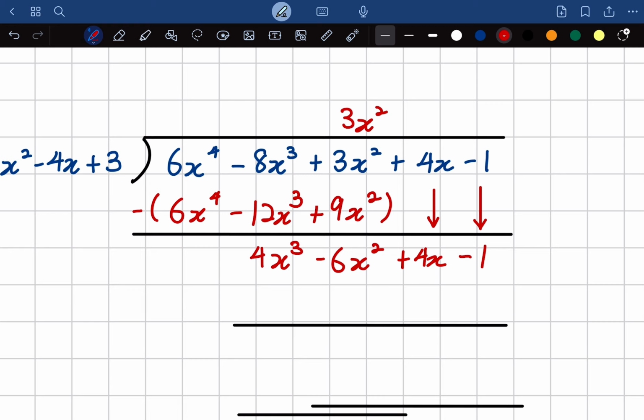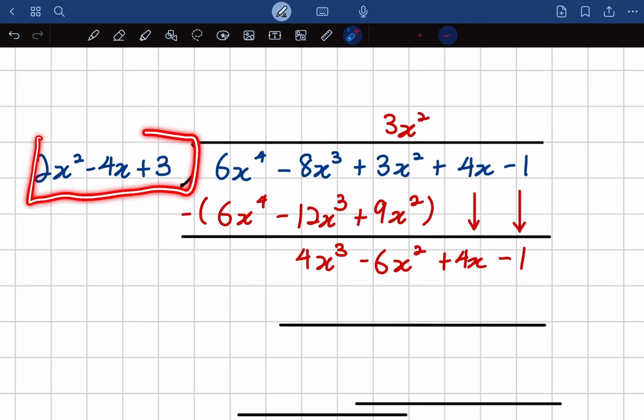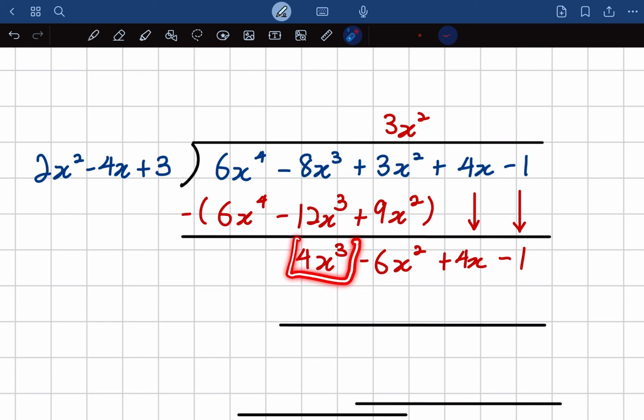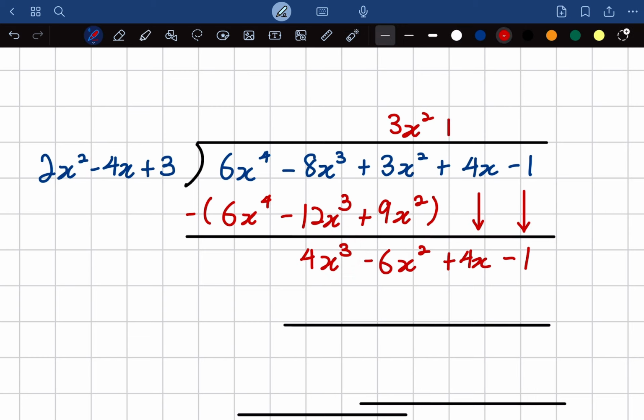Okay, then moving on. Now my leading term over here is 4x cubed. So my next step is I must determine what term do I need to multiply to this divisor here in order to get rid of 4x cubed. By observation, you should see that this is a 2 and this is a 4. I must multiply a 2. And this is x to the power 2 here. This is x to the power 3, so I must multiply by an x. So I need to multiply by positive 2x.